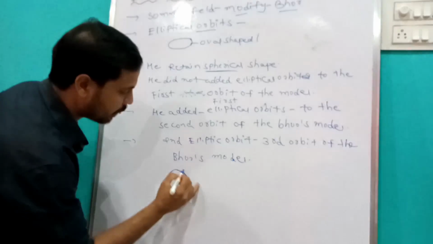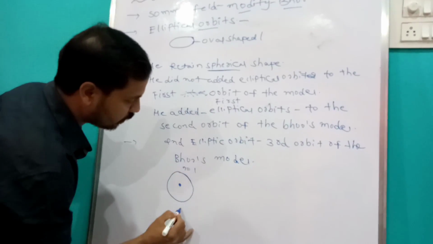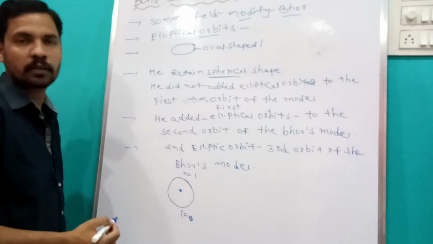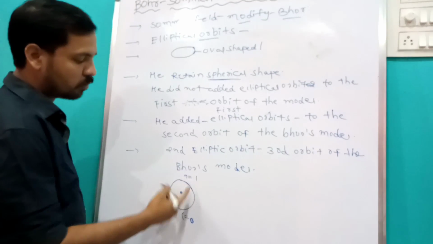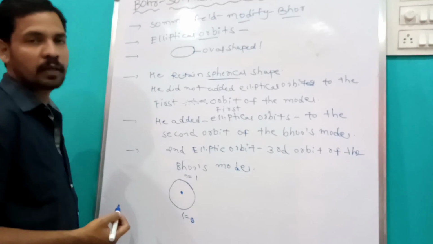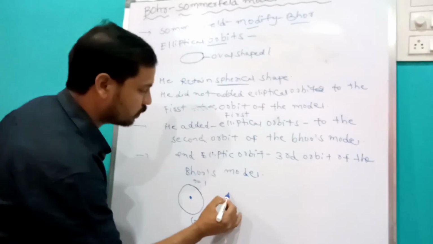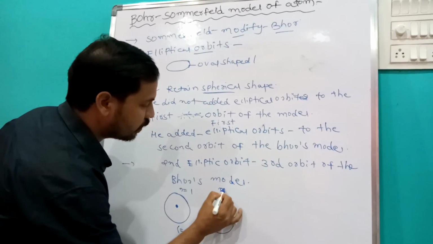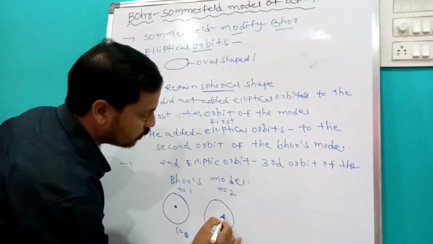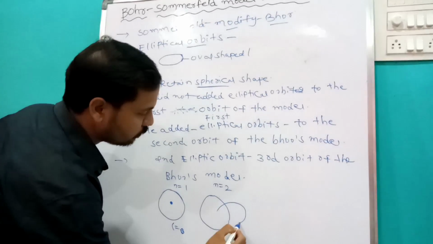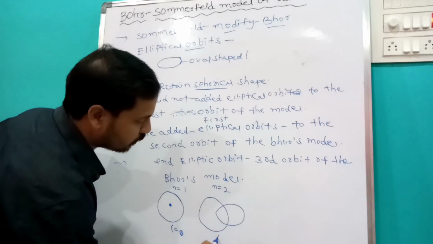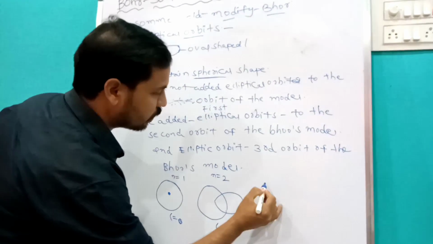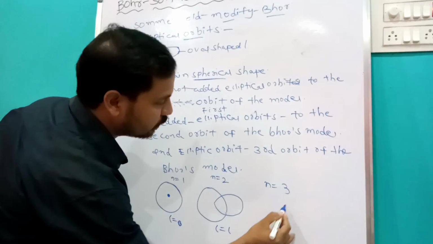Here n is equal to 1 and l is equal to 0. What is n? That is the principal quantum number. l is the azimuthal quantum number. Here he added the elliptical orbit. If n is equal to 2, here l is equal to 1. Here we are writing n is equal to 3.